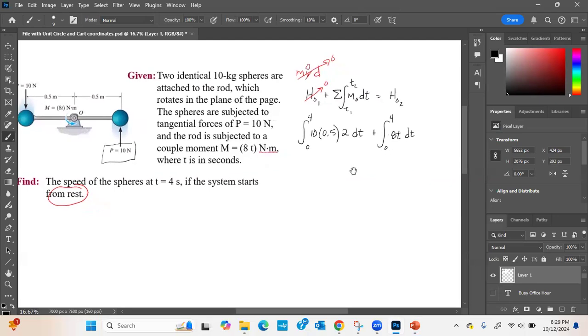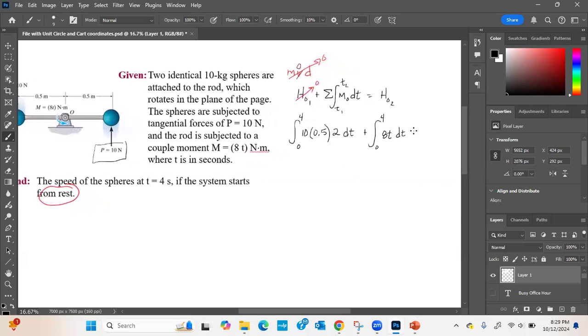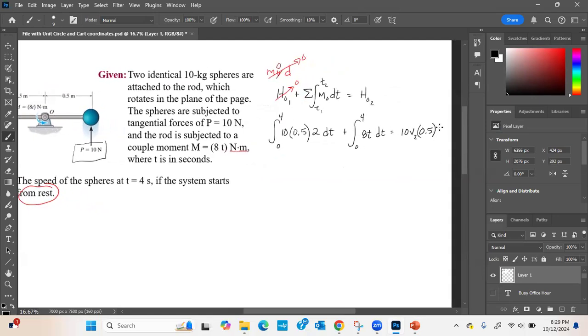And that will equal our final angular momentum, which is mass times velocity. So 10 times v2 times distance, 0.5. And once again, we have two of those. So this will be our equation. Let's take the integrals here. Let's see, half of 2 is 1. So we end up with 10t.